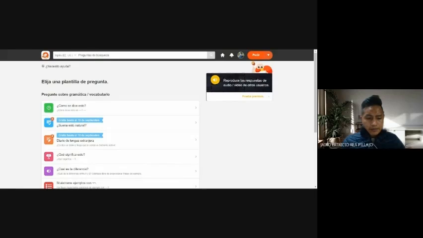On the right side, we have the question icon, which shows the different alternatives to ask a question. So we go to the first option, how to say this, now what word.